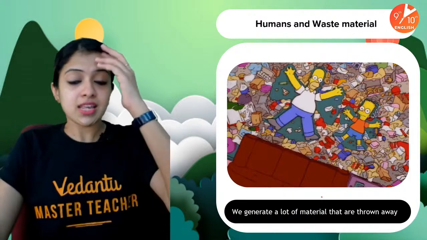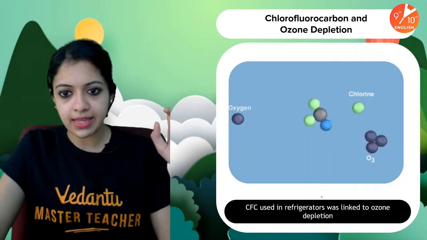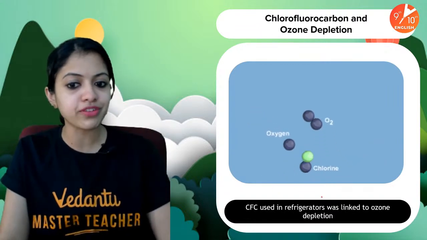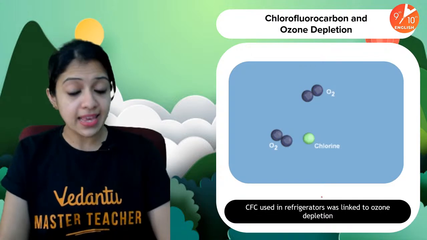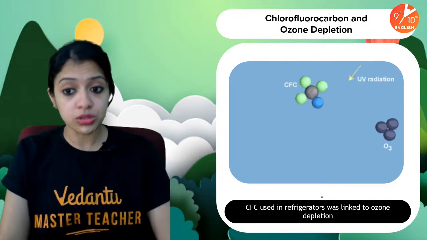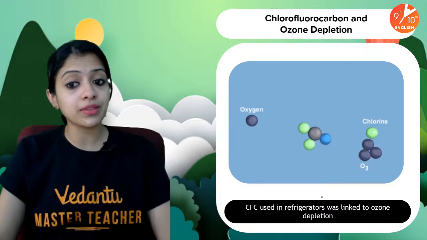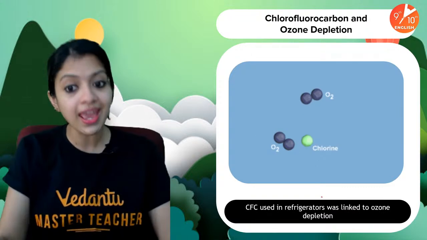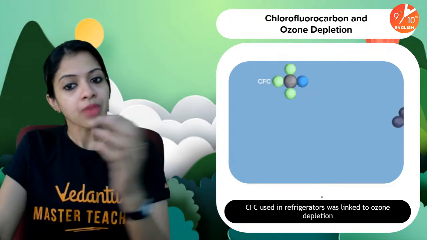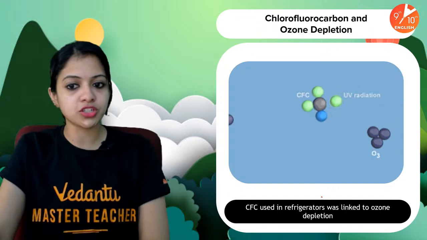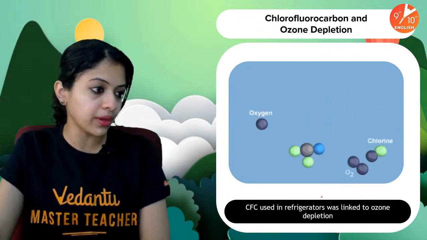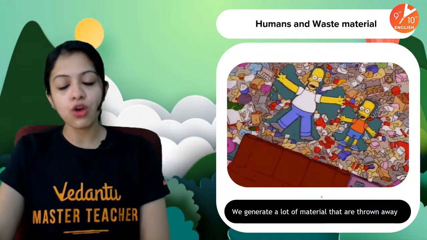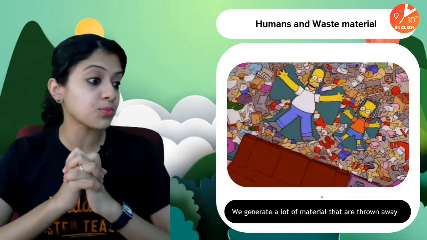Okay, all right, so now coming to, wait 1 second, just in case you missed out on this animation, it's actually beautifully showing you how CFCs can break down O3. Look at that. Upon reacting with UV radiation, CFC breaks down and the chlorine goes and attaches to O3, and that breaks it down into oxygen and atomic oxygen. Okay, children, that's exactly what I was showing here. Yes. All right, so let us now move on to the next subtopic, which is about humans and waste material.